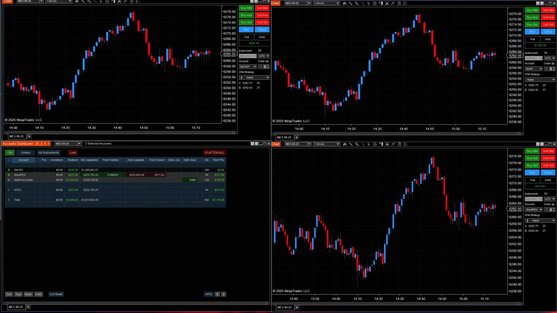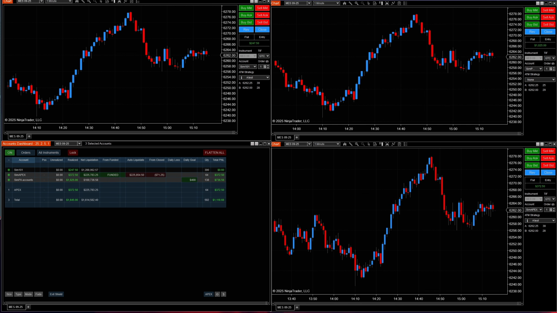So now let's come over and take a look at the trade copier real quick. I have 3 screens set up. The top left-hand corner is going to be the leader account. Top right-hand corner and bottom right-hand corner screen are going to be the follower accounts. And then we see the trade copier in the bottom left-hand corner of the screen.